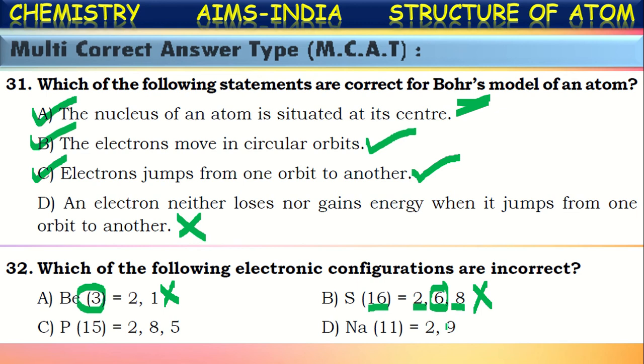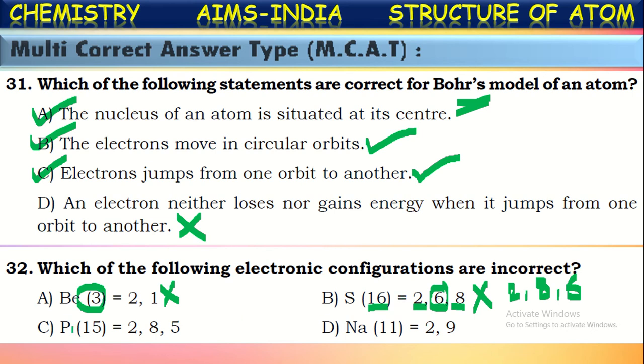What should it actually be for sulfur? As it has 16 electrons, there should be 2 electrons in the first shell, next 8 electrons in the second shell, and the remaining 6 electrons in the third shell. So it should be 2, 8, 6, but they mentioned here 2, 6, 8, which is incorrect.